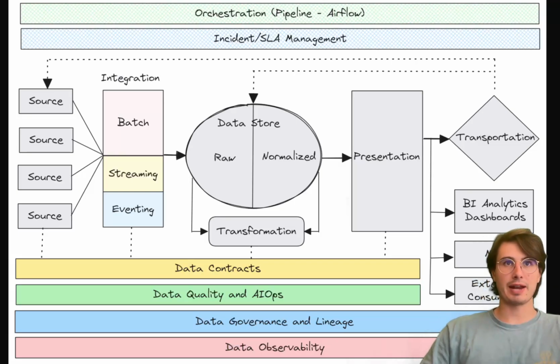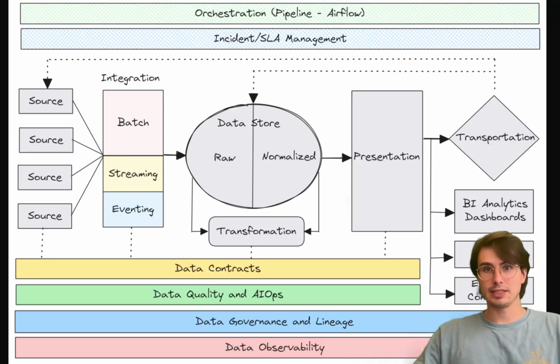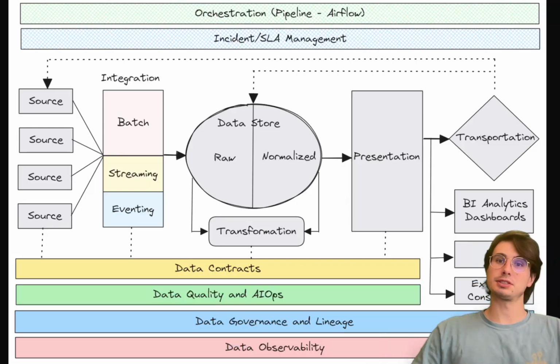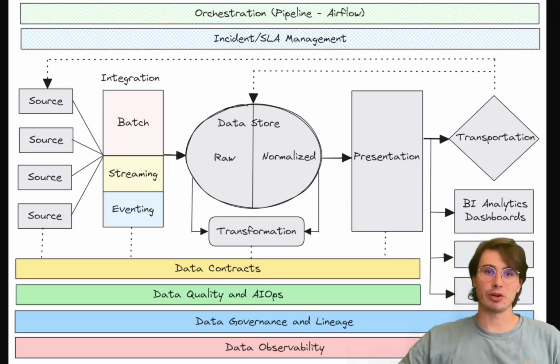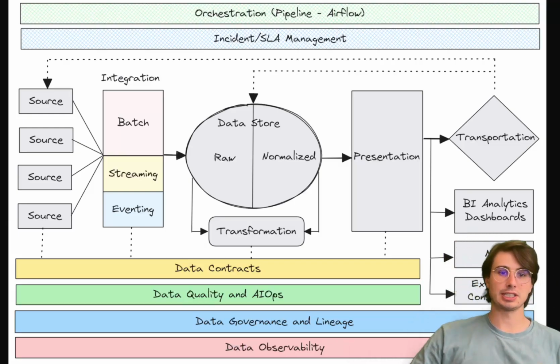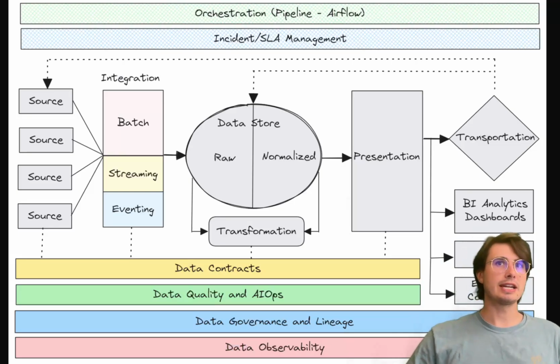And so here I have a typical data flow where this engineer has considered reliability and has multiple different systems like incident SLA management, data contracts, data quality and AI ops, data governance and lineage, many different layers to making sure that, hey, if there's any kind of fault in the system, I'm immediately notified.